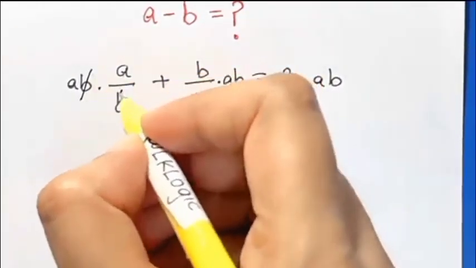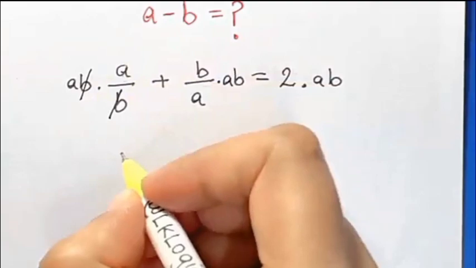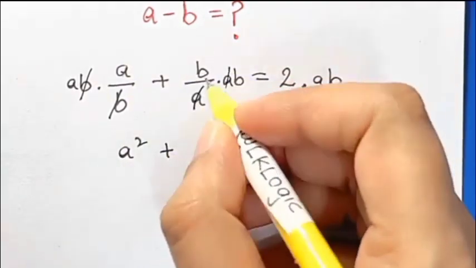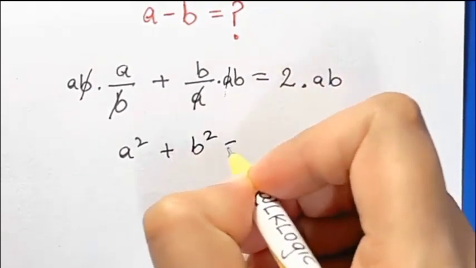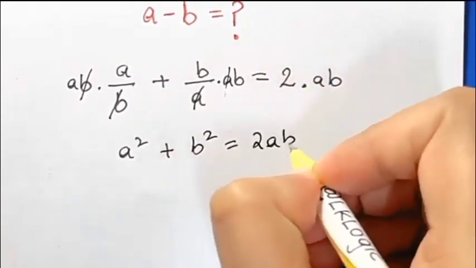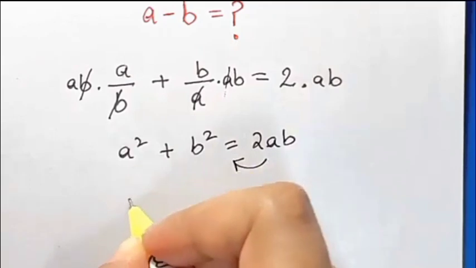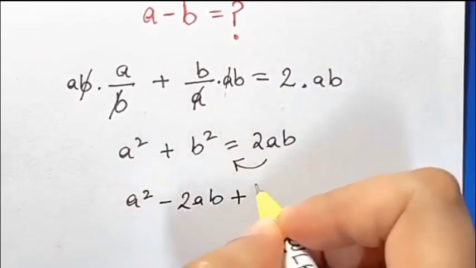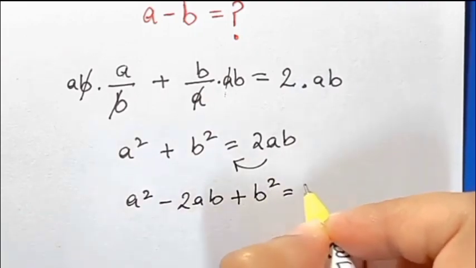Here I have b and b which cancel out, so I have a square, plus here I have a and a cancelled, b square is equal to 2ab. Let me bring it to this side. So what do I have now? a square minus 2ab plus b square is equal to 0.